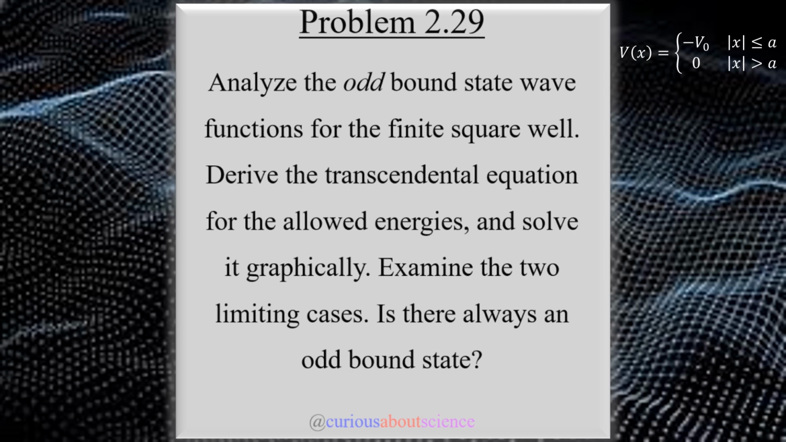We wish to derive the transcendental equation for the allowed energies and solve it graphically. That will be fun, so hang in there till the end. And then we wish to examine the two limiting cases. And we've done this before with the delta potential. The subscriber PDF is posted if you want it. But nonetheless, we need to look at the well that gets really narrow and shallow, and we need to look at the well that gets really wide and deep, which I think we know what happens with that one. So is there always an odd bound state? Well, that's very context dependent, and we'll have to figure that out. Let's check it out.